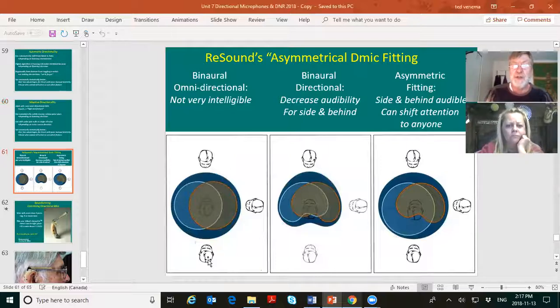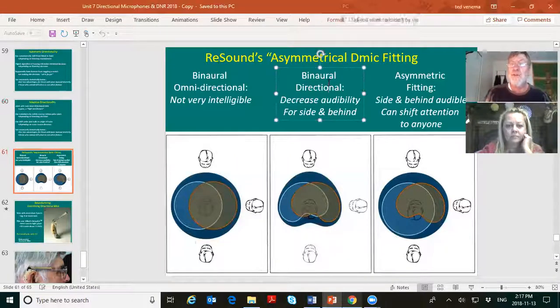You got someone here, here, and here. He's got a left hearing aid, a right hearing aid on. Blue is left, red is right. So omnidirectional, not very helpful. Here's the way the typical is. Guy's got directional mics on both ears.